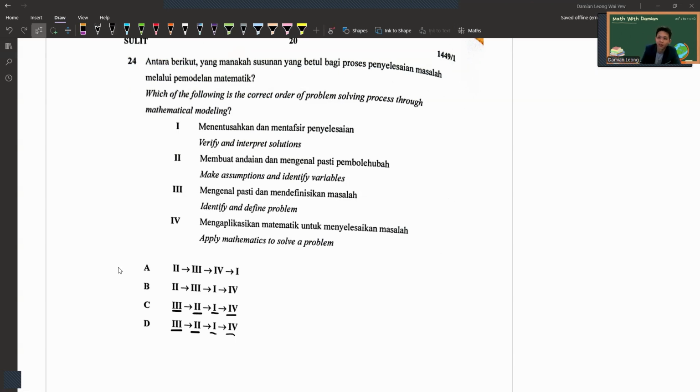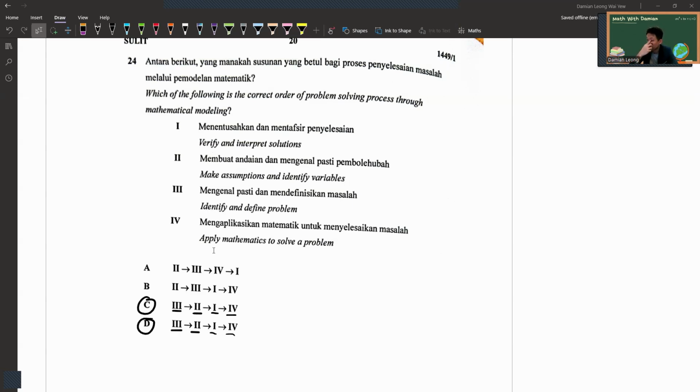So both are acceptable basically, either C or D, because it's exactly the same thing. But that's the order it should be. You need to know the problem, then only can you make assumptions and find the variables first. Then only after we know the variables can we use them to find the solutions.